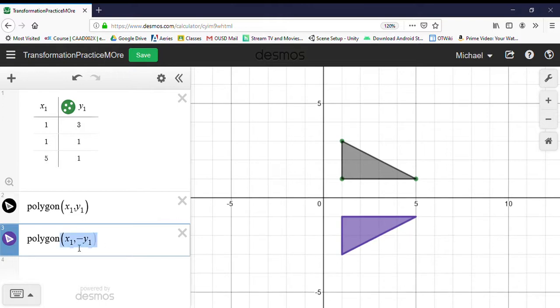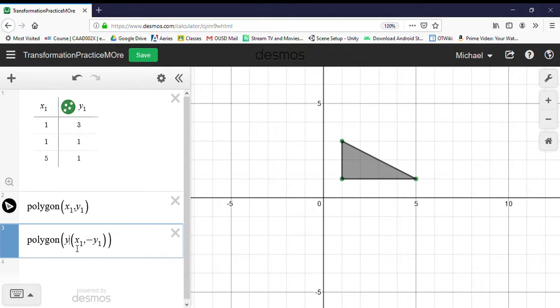Okay, let's try something else. What if we switch the x and the y? Except I've got to get rid of this junk. What's going on?